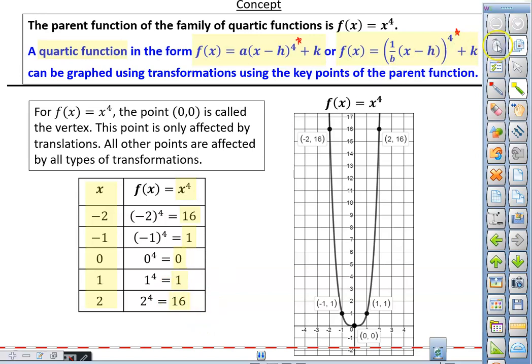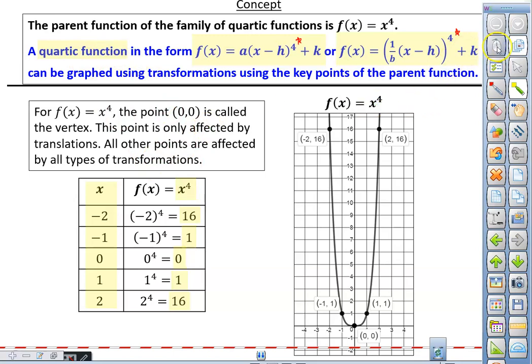Another thing I want to remind you about is that I don't want you to try to memorize these points. I want you to know how they're constructed by the fact that if it's a quartic function, we're taking these x's, and we use these because they're simply the nicest numbers to use closest to the origin, and we are raising them to the fourth power because we're dealing with quartic functions.